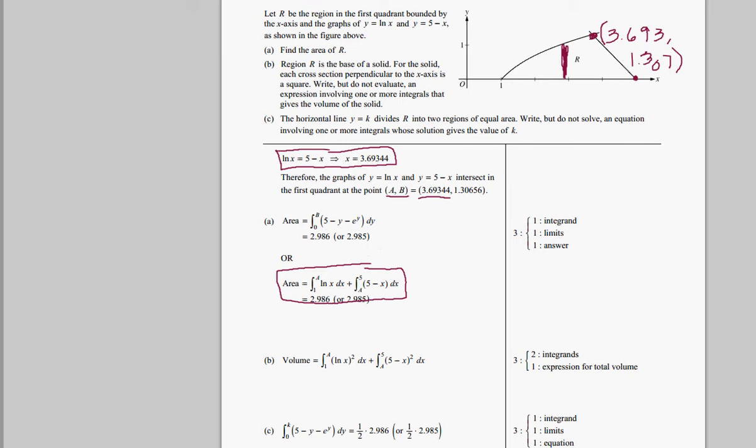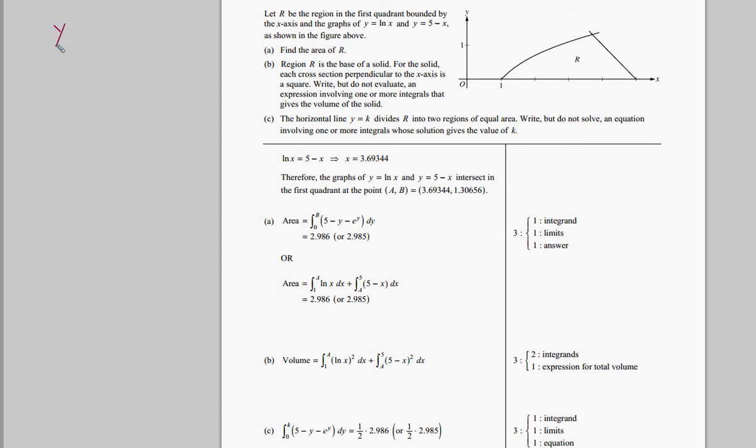Or, let's do this with respect to y's. If you took your functions, we have y equals the natural log of x, and I solved those for x, that would give me x equaling e to the y. And then 5 minus x equaling y, if I solve that for x, I would have x here is equal to 5 minus y. Okay? You'll notice that my far right function would be my 5 minus y, and my left function would be e to the y.